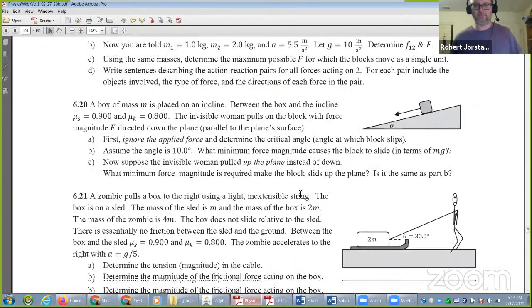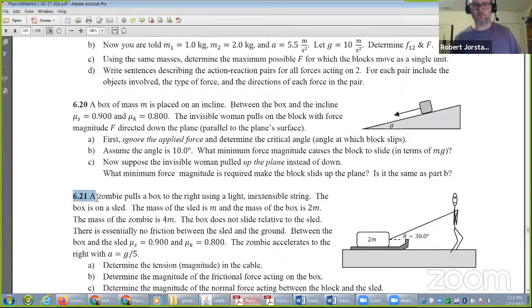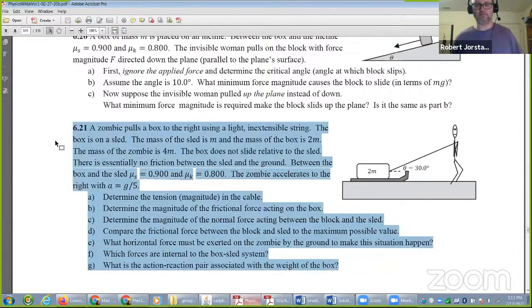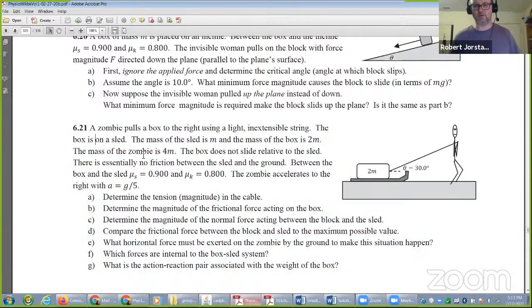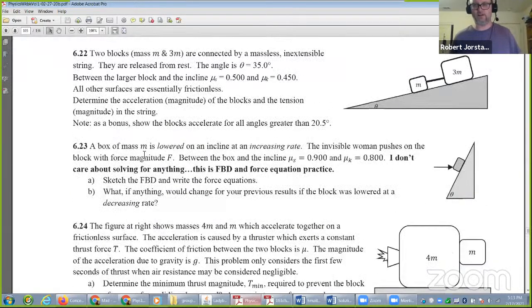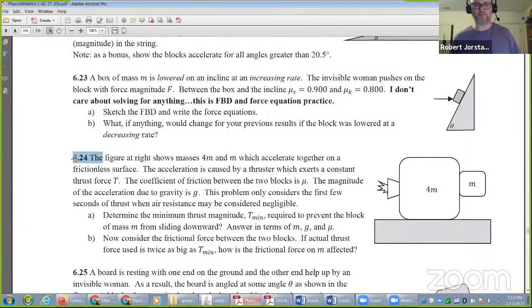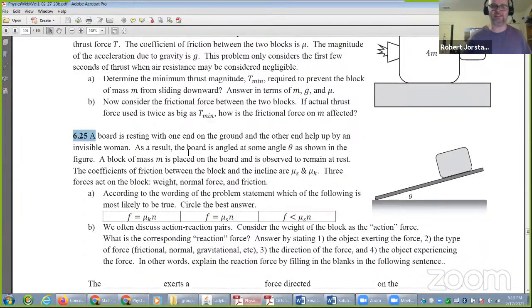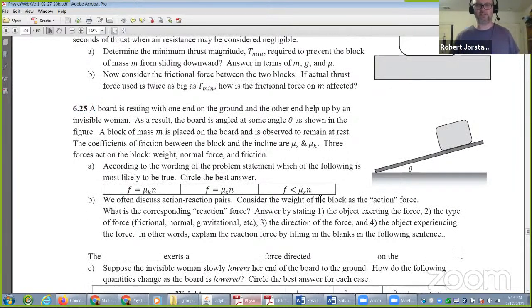Make sure you do 6.21. I'm sure I put this on your list, but this problem is a good one. A lot of students discover they don't really understand what's going on when they hit this problem, 6.21. All these are good. 6.24 is another fun one. 6.25 is a fun concept question that forces you to really deal with this issue. Once you get to the FBDs, if you draw them correctly, the rest of the part is easy.